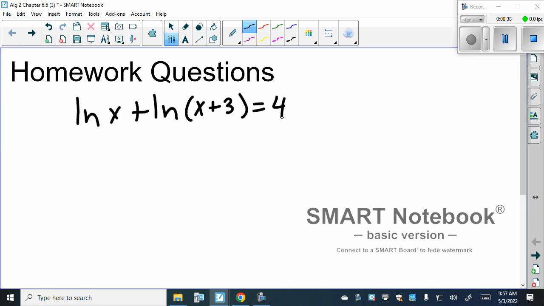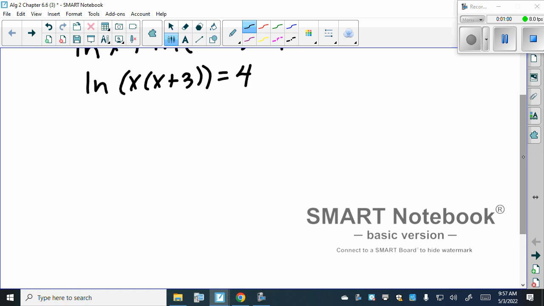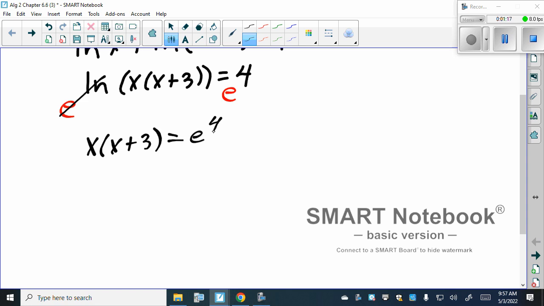This one here? Yep. So, whenever we have two logs being added together, we can rewrite it as multiplication. So we can say ln of x times x plus 3 is equal to 4. And now that I'm looking at it, I do remember this one, and it's a little funny how this works. The next thing we can do is apply e to both sides. These cancel, telling us we have x times x plus 3 is equal to e to the 4th power, yes?